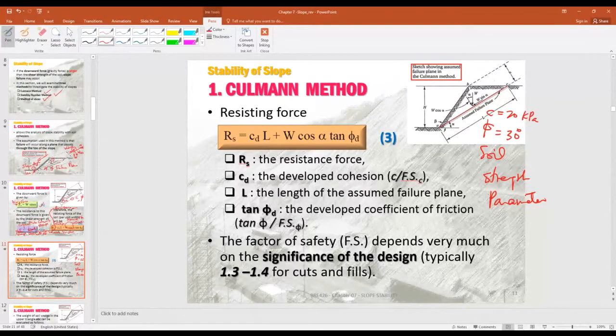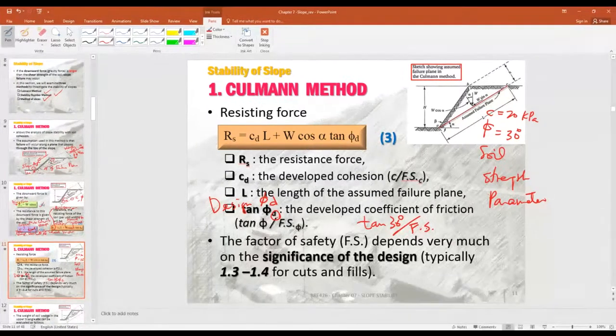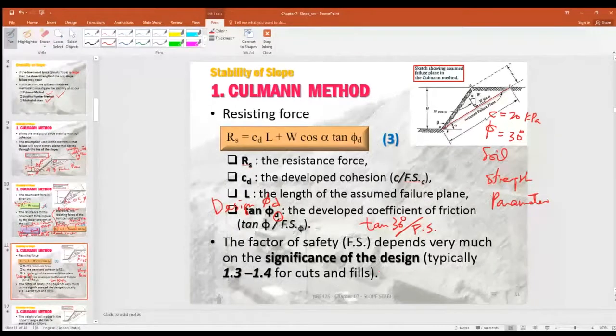We have to adopt the safety factor, right? That's the design value, phi D, D for design. So we dare not use the tangent of 30 degrees directly. We want to use tangent 30 degrees divided by the safety factor in order to adopt a more conservative approach. We want to be more safe, so we dare not use 100% of the strength of the soil. We use part of it, so we divide the tangent of 30 degrees by a safety factor.